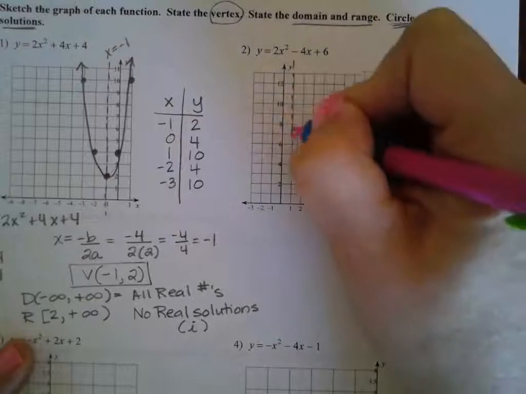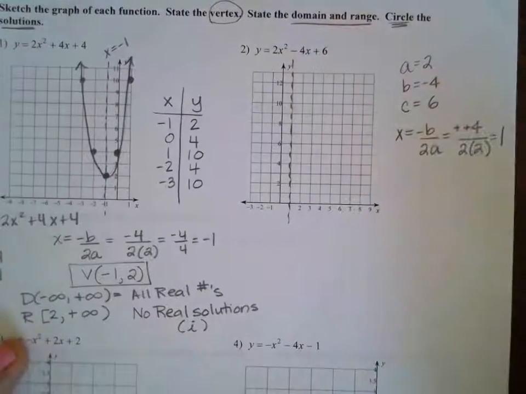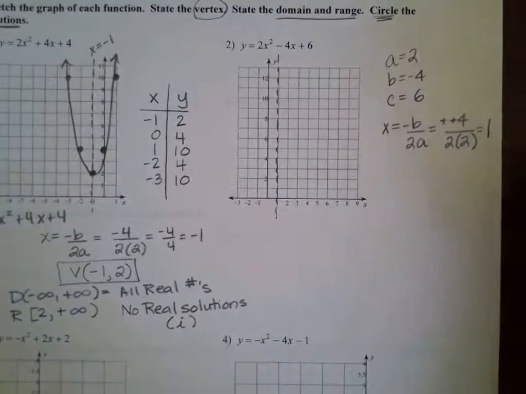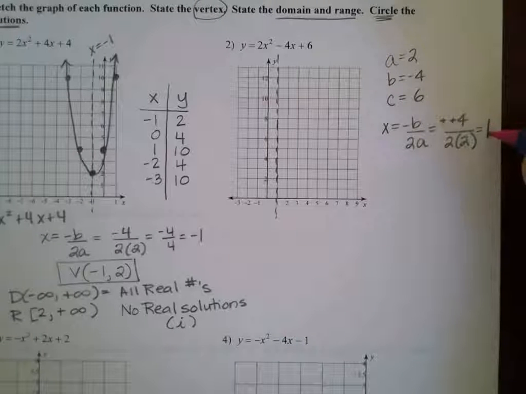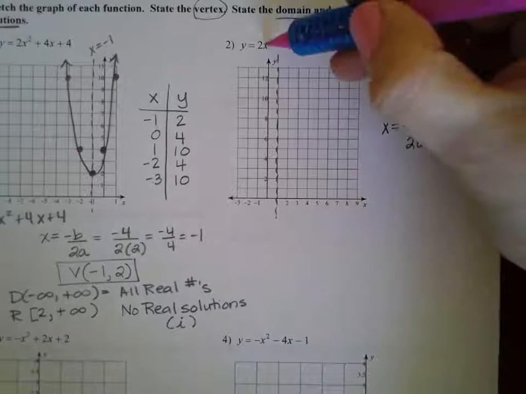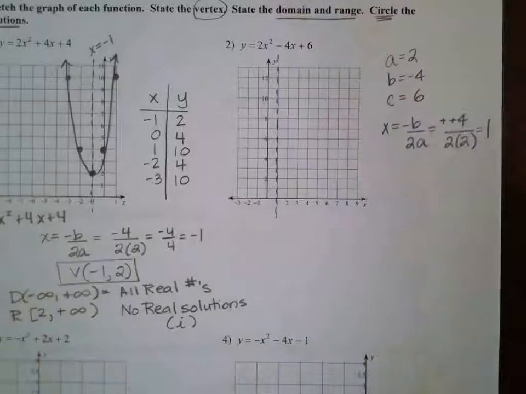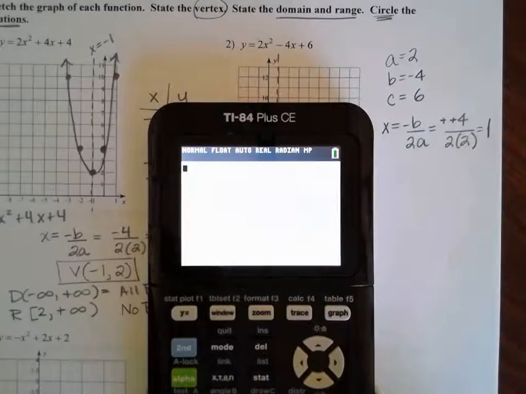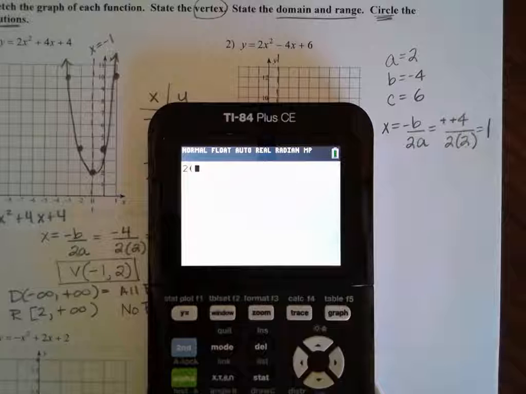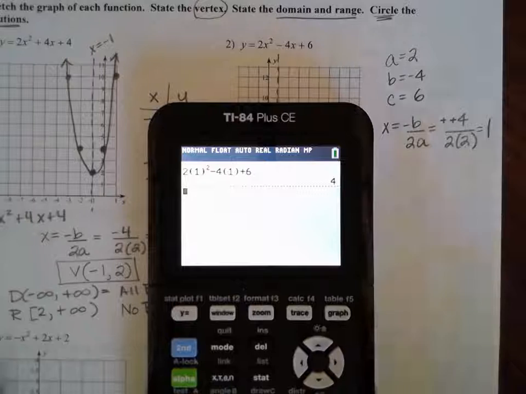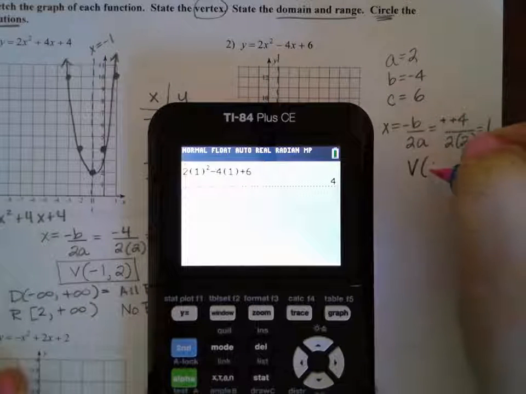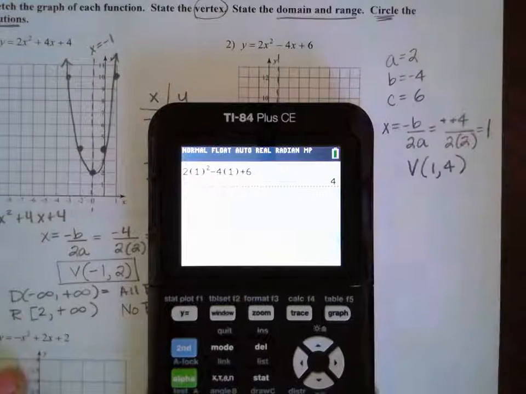Put a dashed line right down through here. Now we're going to take this 1 to help us find our vertex. We're going to take this 1 and plug it in everywhere that we see an x in the equation. So let's do that. It's going to be 2 times 1 squared minus 4 times 1 plus 6. And hit enter. And we get 4. So our vertex is going to be 1, 4.